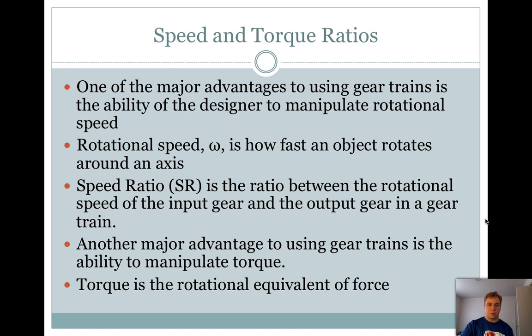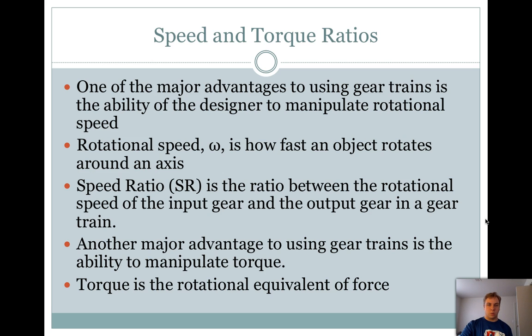Speed and torque ratios. One of the major advantages to using gear trains is the ability of the designer to manipulate rotational speed. Rotational speed is how fast an object rotates around an axis. Speed ratio, or SR, is the ratio between the rotational speed of the input gear and the output gear in a gear train. Another major advantage to using gear trains is the ability to manipulate torque.